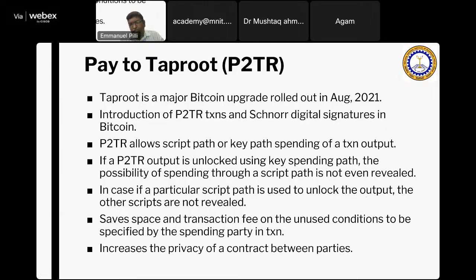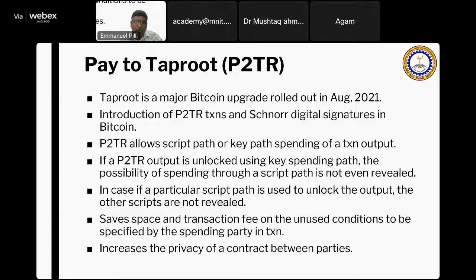And the last scripting protocol that we can look at is pay to taproot. So this is a major Bitcoin upgrade rolled out in August 2021. And of course, I said last year, but it's 2021. And then finally, it takes time for them to understand. So the Schnorr digital signatures were introduced, and P2TR, pay to taproot transactions were also introduced.